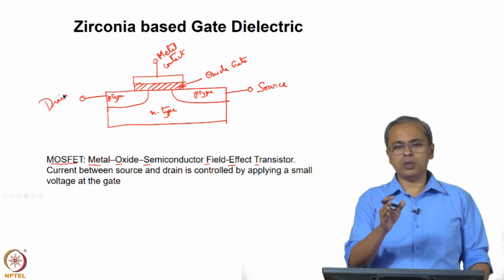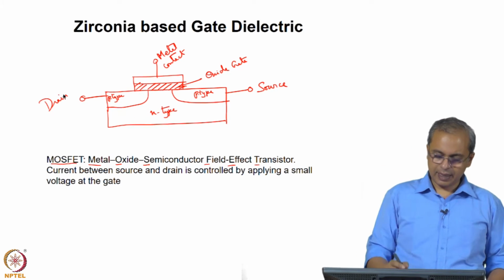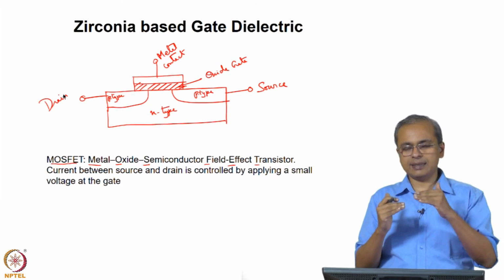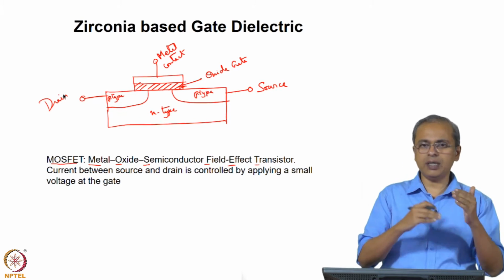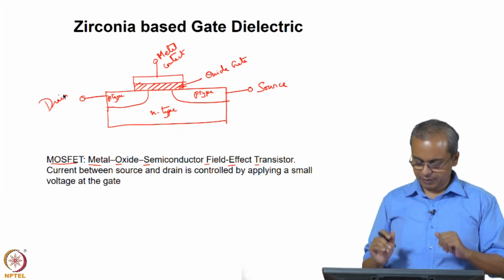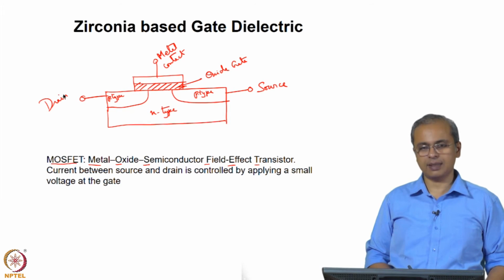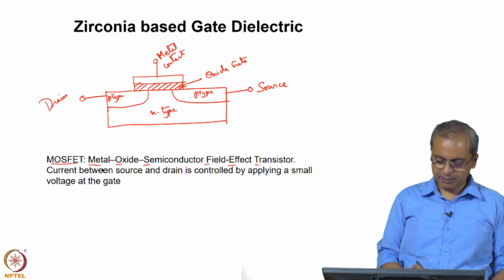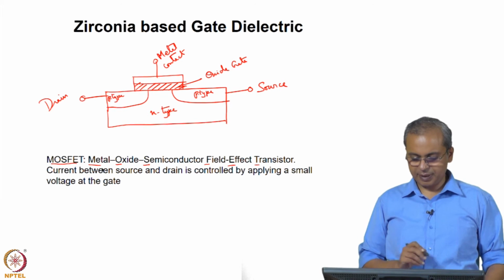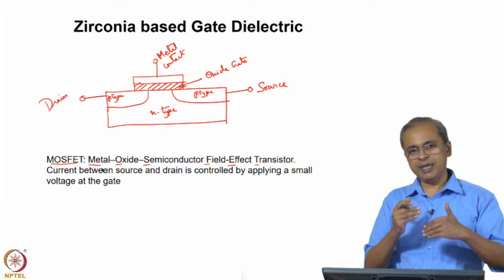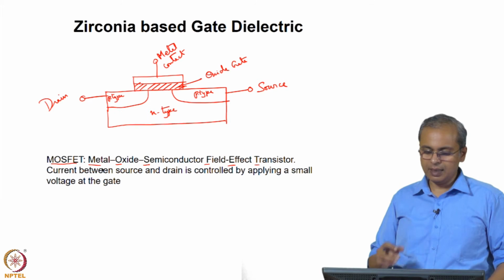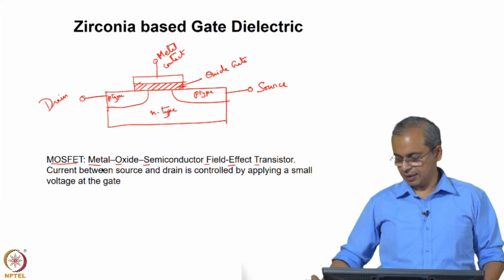You can control the current that goes from the source to the drain by applying a potential across this gate. So, this gate would either restrict the flow of current between the source and the drain or allow the current between the source and the drain, and it is in that process that it functions as this transistor behavior. There is a metal, there is an oxide, and there is a semiconductor, and using the field we are enabling this to operate as a transistor. So, zirconia is used in this context.